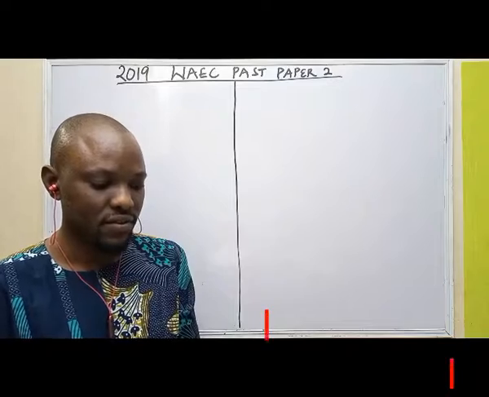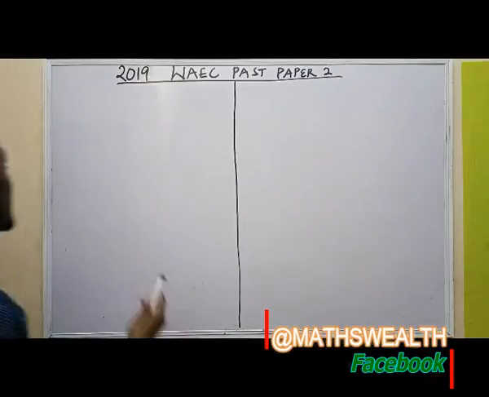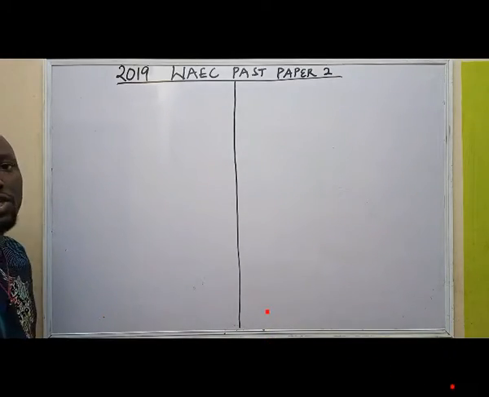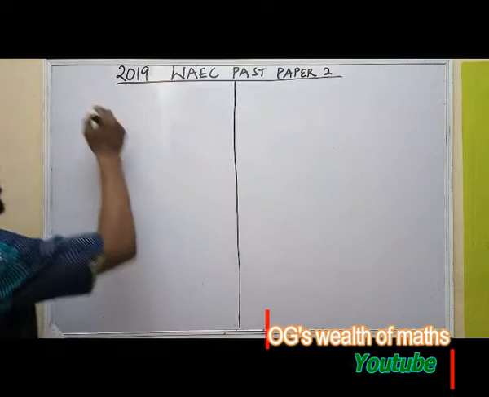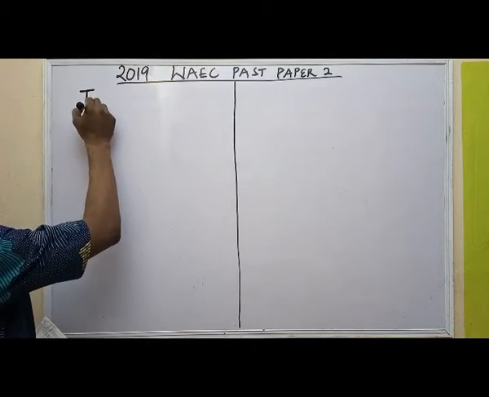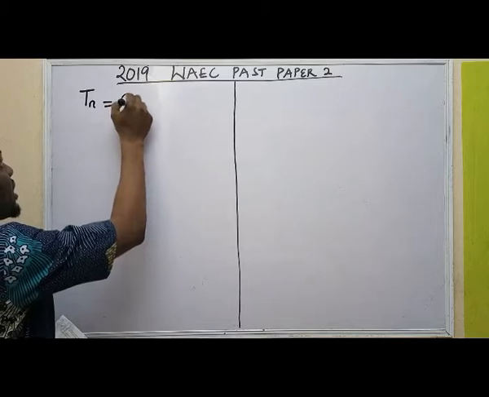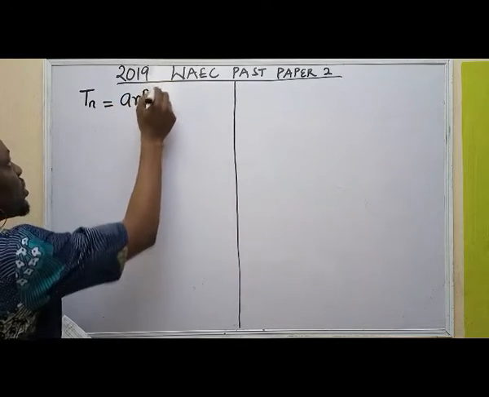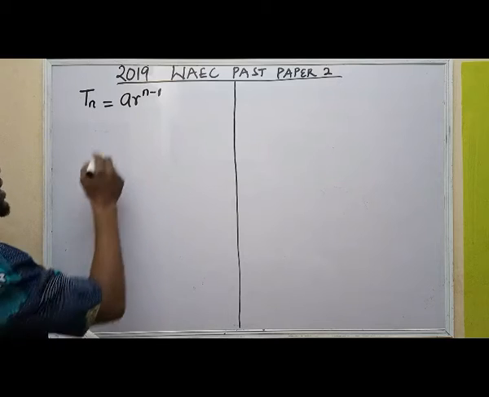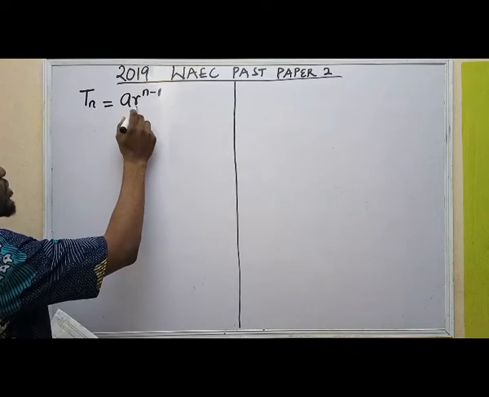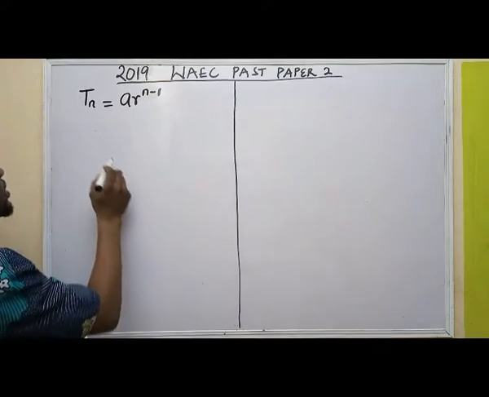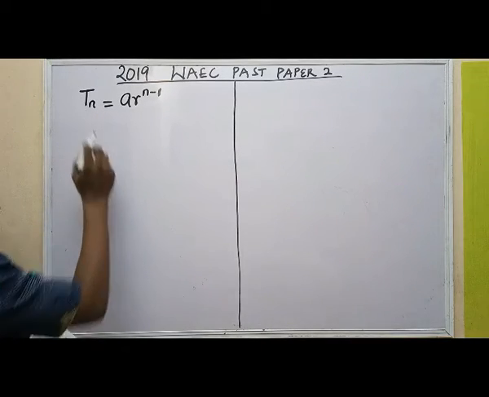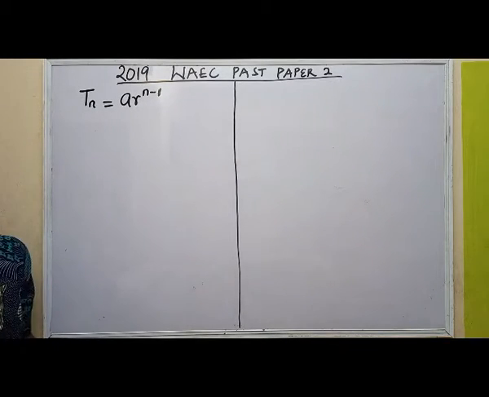Now, for a GP, it has a general formula of T sub n equal A dot R raised to the power n minus 1, where A is the first term, R is the common ratio, n is the number of terms, and T sub n is the corresponding value for n.